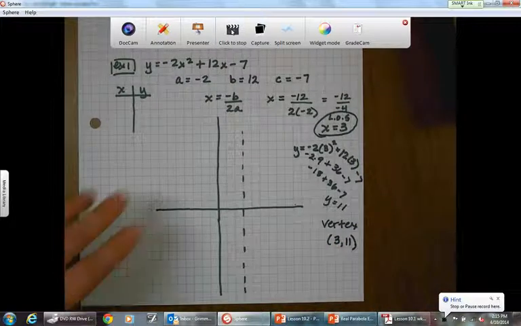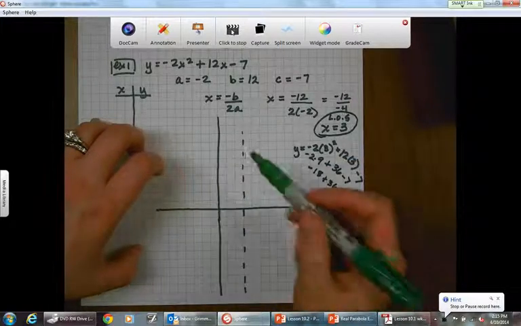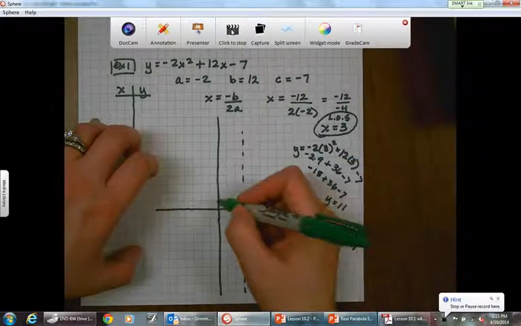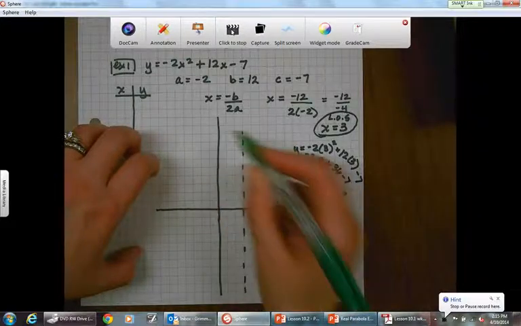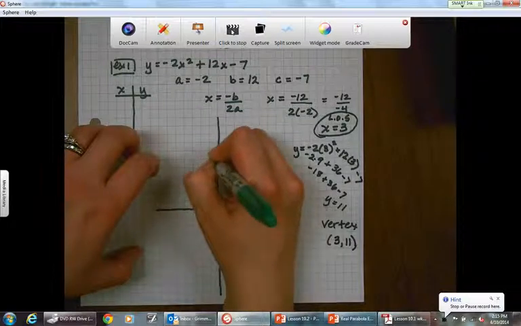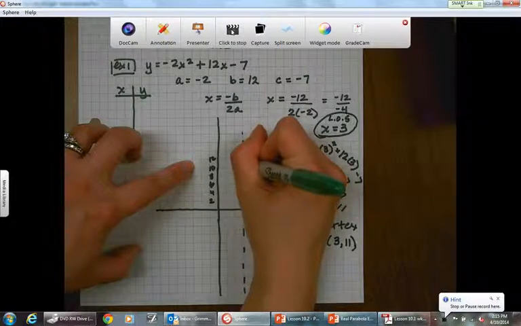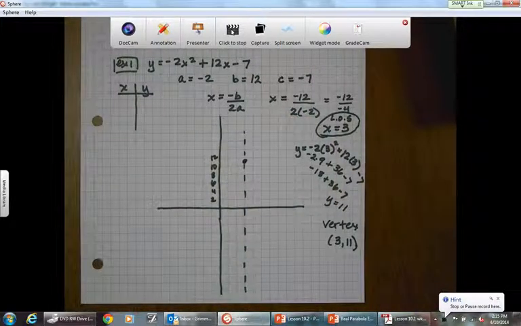Okay, so I know that that is my maximum value on this parabola, so I'm going to go over 3 and up 11, which I don't know if I'm going to have room. 1, 2, 3, 4, 5, 6, 7, 8. I'm going to count by 2s. 2, 4, 6, 8, 10, 12. And I know that's my maximum value, so I'm going to come in right there. And I know it's facing down.